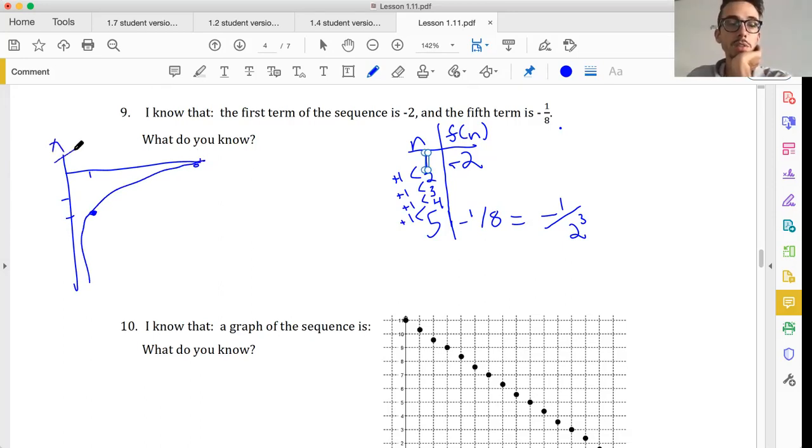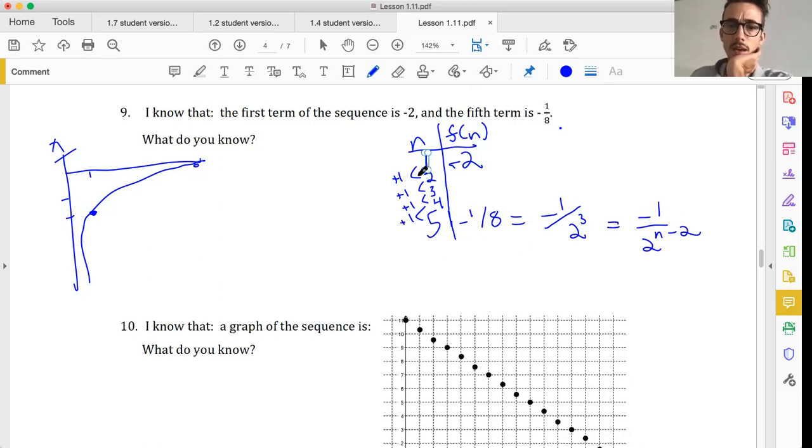Well, I have a quick graph. That's one thing. I have rewritten this. Well, let's see. Maybe this exponent here is 2 less than n. So maybe this is -1 over 2 to n minus 2. Is that possible? Is that legal? Can I try that?